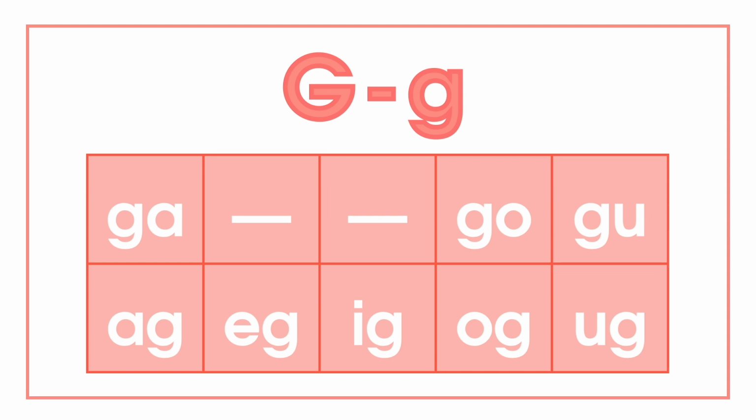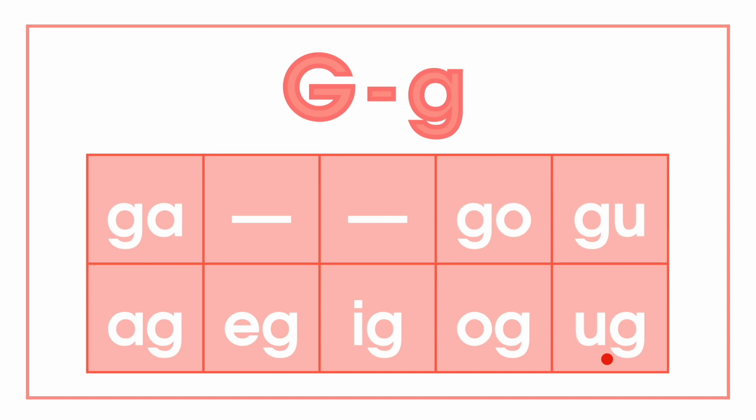The letter G is pronounced with this sound when followed by the vowels A, O, U, as in this example: Ga, Go, Gu. And the inverse syllables follow the pattern of the ch sound as mentioned before: Ag, eg, ig, og, ug.